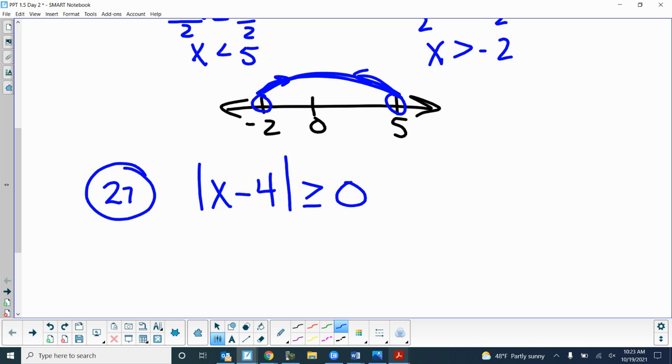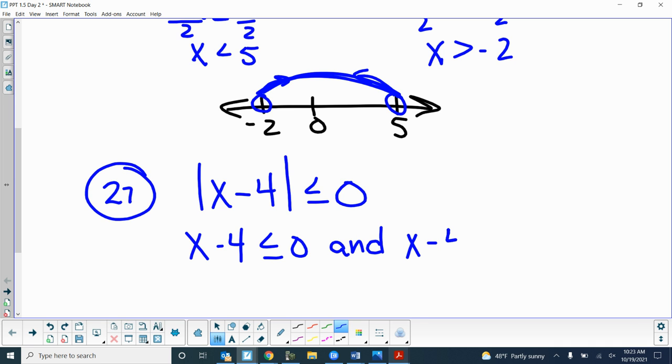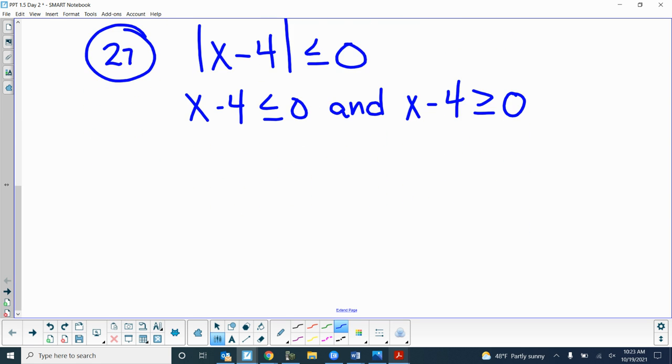All right, so there's our inequality. Oh, it's less than or equal, sorry. All right, so my first problem, x minus 4 less than or equal to 0. And since it's less than, x minus 4 is greater than or equal to negative 0, which is still 0, right? So both problems we're going to add 4. So I got x is less than or equal to 4 and x is greater than or equal to 4.